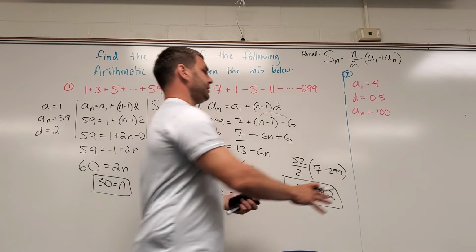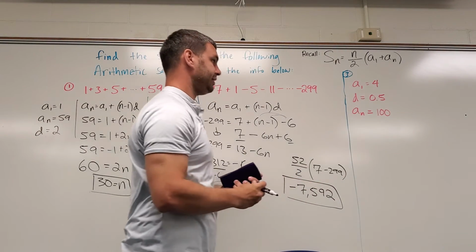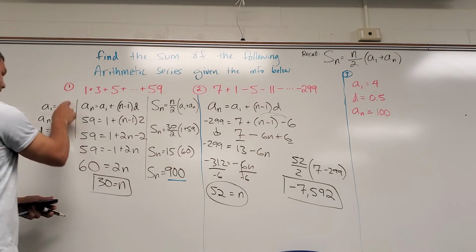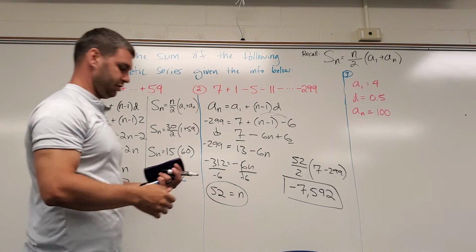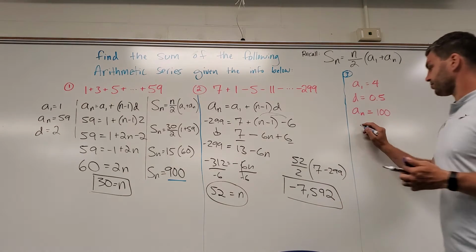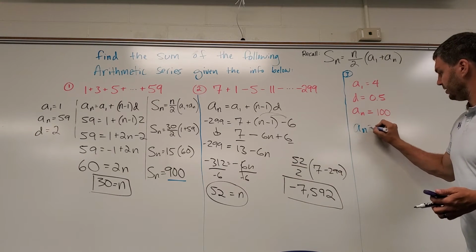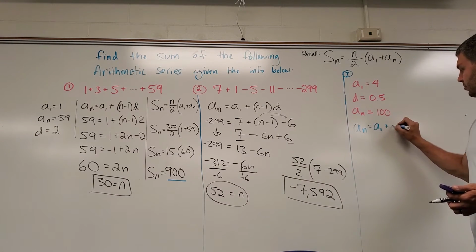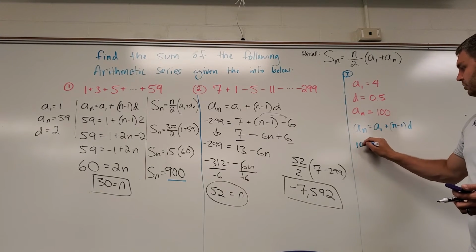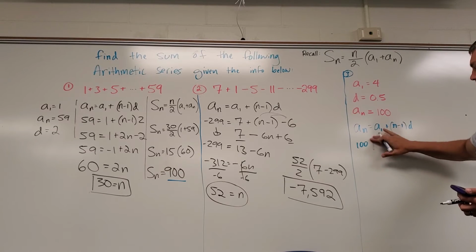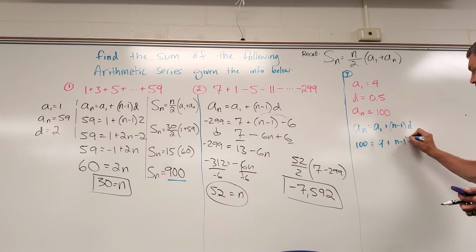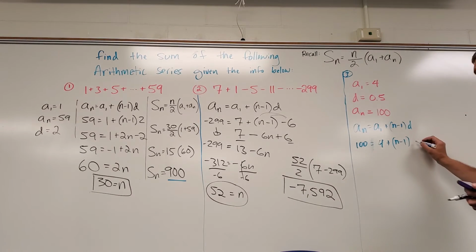All right, last one. This time they're giving us a little bit different format. They give us the a sub 1, our difference, and our a sub n. But you'll notice those are the same things that we had in our original. So we can do the same process. I have to start by finding n first. So a sub n equals a sub 1 plus n minus 1 times d. Where a sub n is 100 equals, my first term is 4 plus n minus 1. My common difference here is just 1/2 or 0.5.